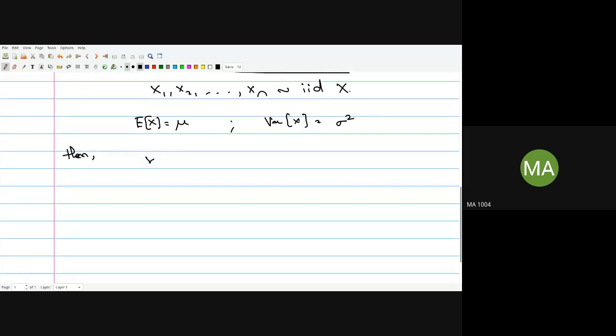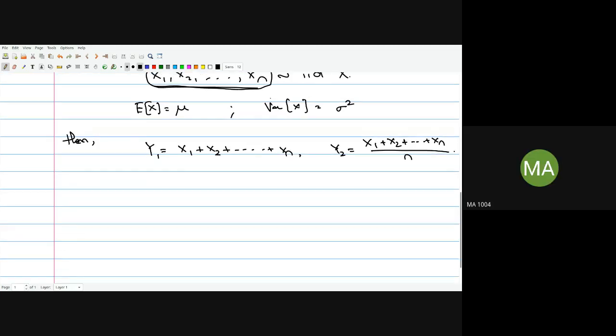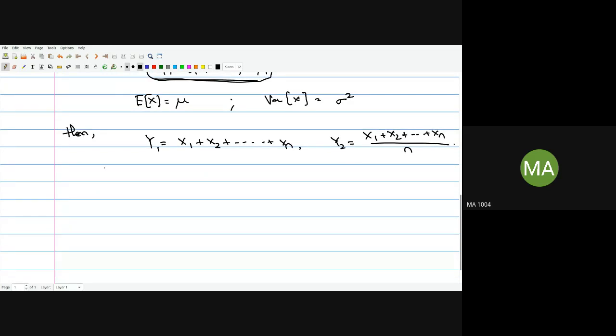you see this new random variable which is a function of these samples. It can be any function. So it can be just the sum, or it can be this. So this is y1, this is y2, or it can be the mean. It is just f of x1, x2, up to xn, right? It is just a function of these samples. Any function.